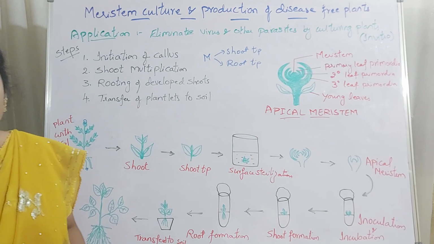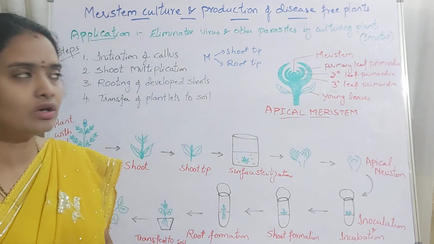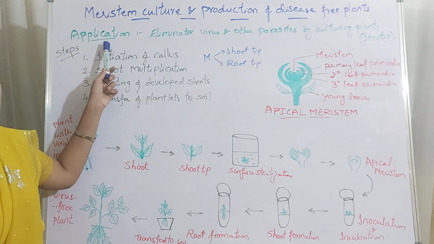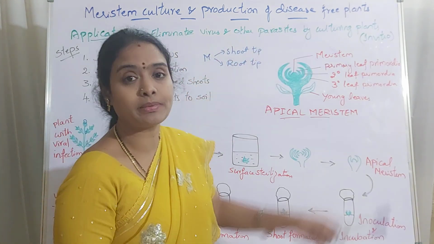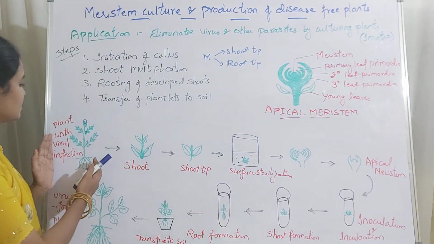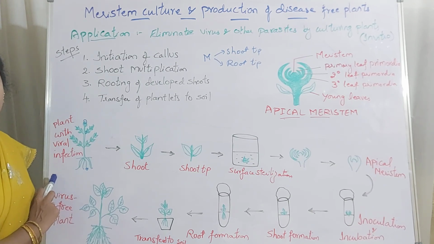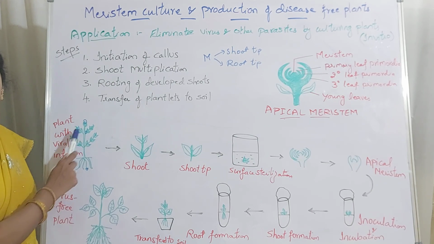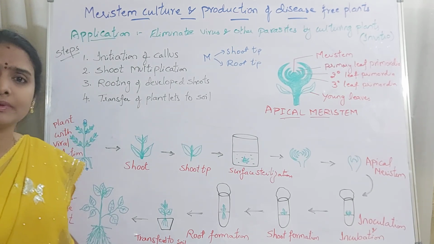Right? It can be any microorganism or any other parasites or pathogens or virus. So let us see. The application is to eliminate the virus and other parasites by culturing the plants in vitro. Right? So if you take a complete plant, see here I have taken the plant which is having viral infection. That means if I take a fruit, flower or any other part of the plant, what will be there? The viral infection will be present.